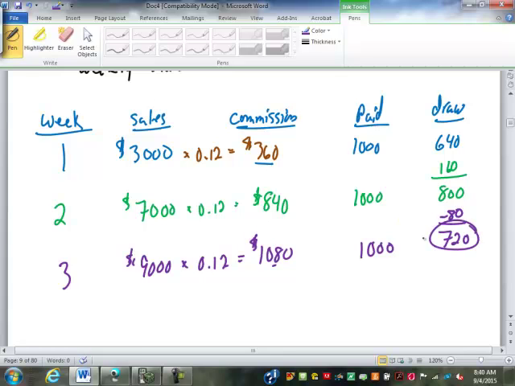That draw sounds like a guaranteed paycheck, and it sort of is, but it's a loan. And I've seen this happen to a few people, mostly in the insurance industry, where you end up 6 months down the road, you realize that insurance isn't for you, but you owe the company 10 grand.